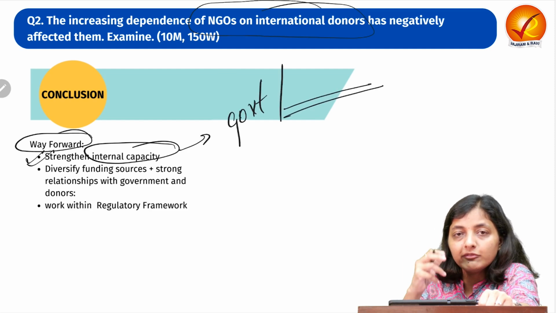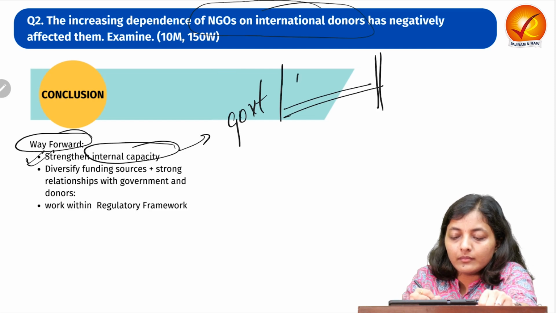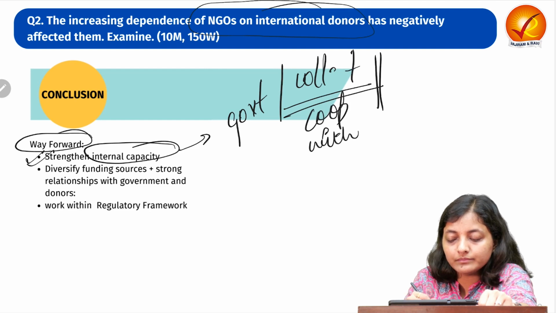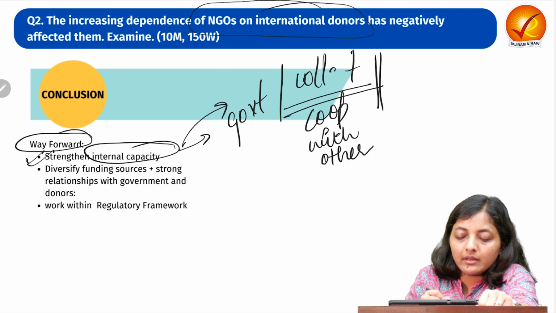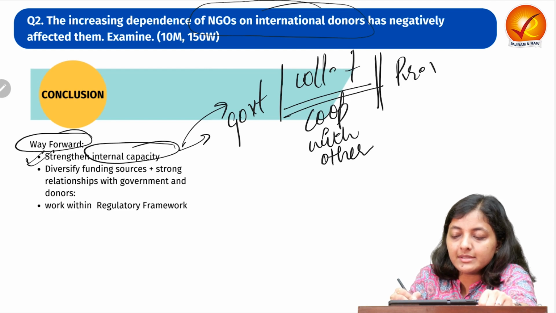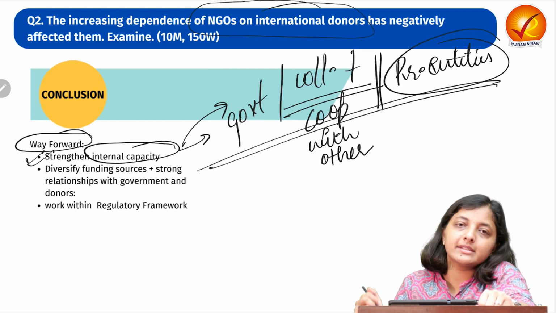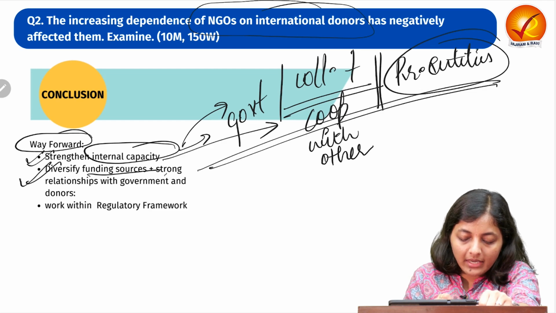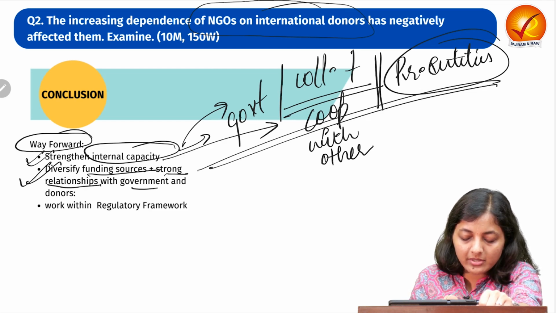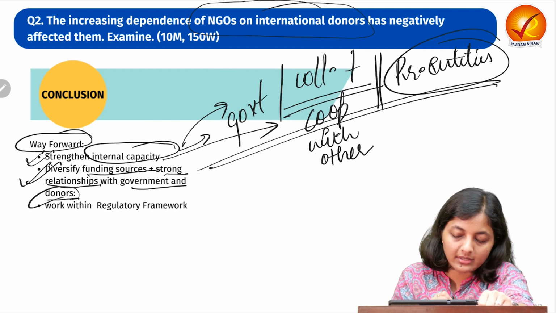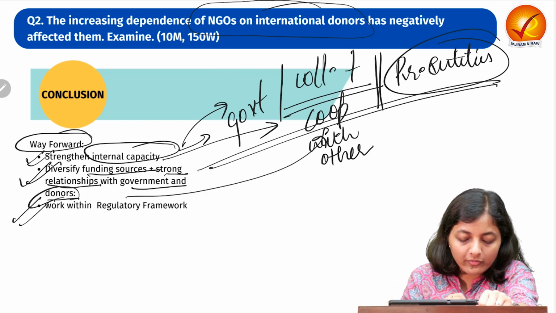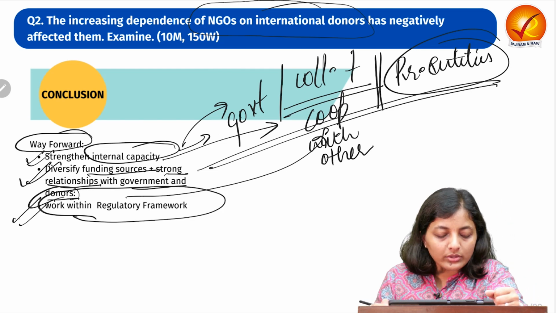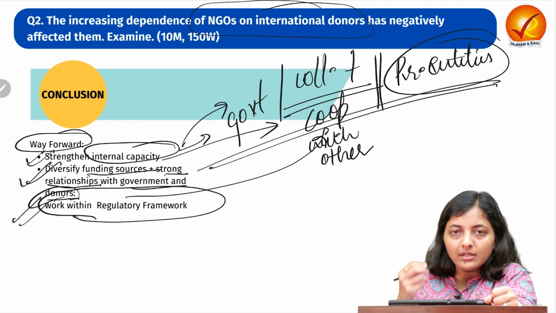They can do the work in a collaborative and cooperative manner with other NGOs. They can mobilize resources from private entities. So they have to work hand in hand with these other stakeholders, diversify the funding sources like this, and build strong relationships with the government and other donors. And they should work within the regulatory framework so that they do not come under the surveillance of the government.